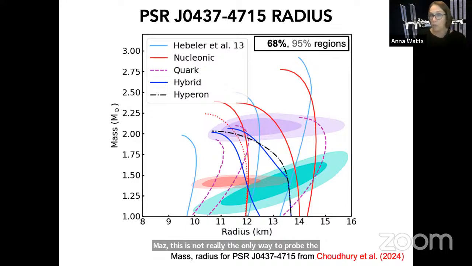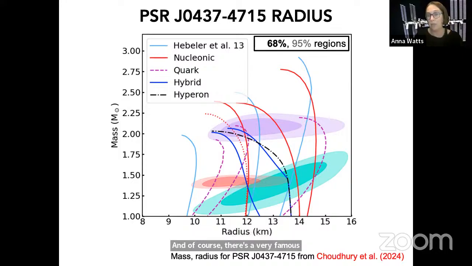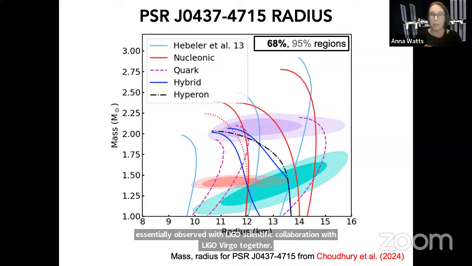Our gravitational wave colleagues are also making measurements of the neutron star equation of state. They're doing so in a different way. They are looking at merging neutron stars. And of course, there's a very famous merging neutron star event, GW170817, basically the first and brightest neutron star merger, observed with the LIGO Scientific Collaboration, LIGO and Virgo together. And there's an electromagnetic counterpart, so you can be sure it's a neutron star merger.